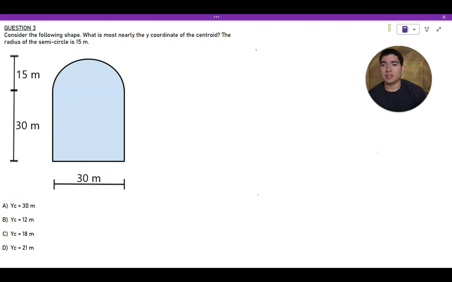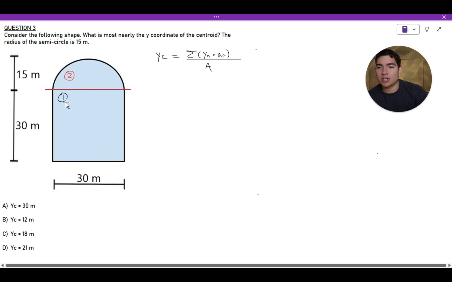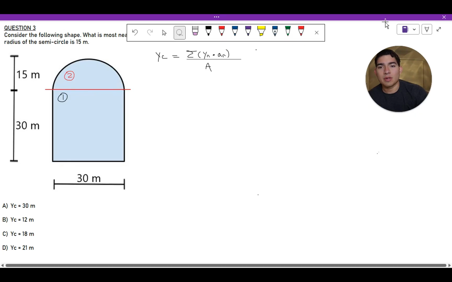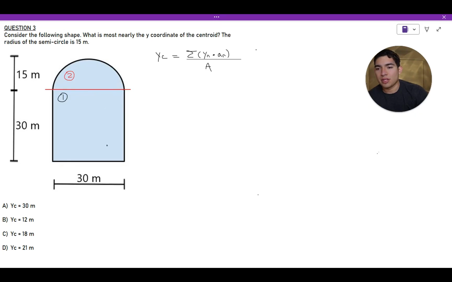Moving on to question number 3. Now we need to find just the y coordinate for the centroid of our shape. As you can see, we have a composite shape made up of a rectangle and a semicircle, and we're told the radius of the semicircle is 15 meters. Let me show you how we can solve this one. Let's split up our shape into a rectangle and a semicircle, and then we can start using our formula with each of these component shapes to solve our problem.